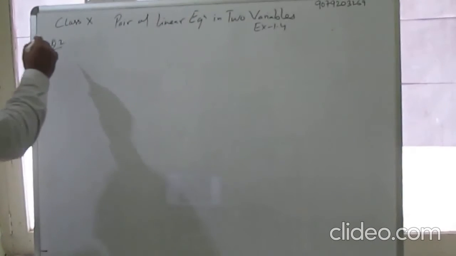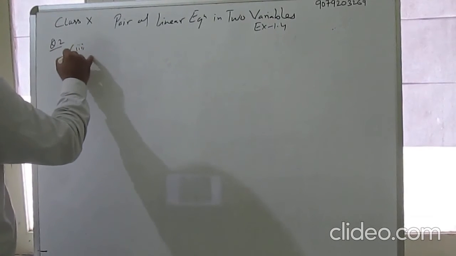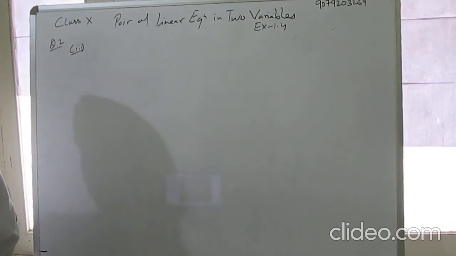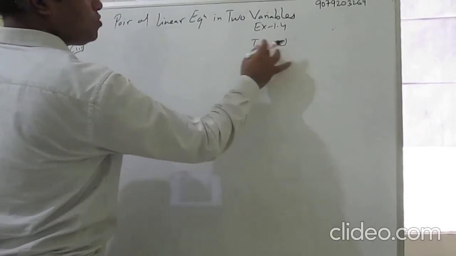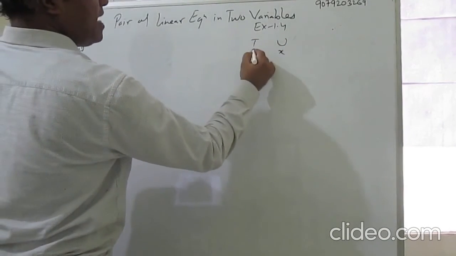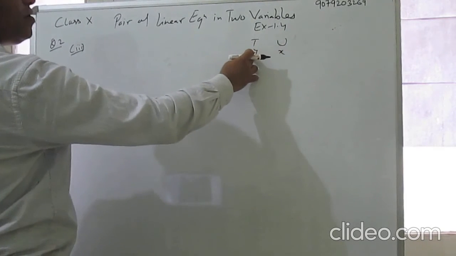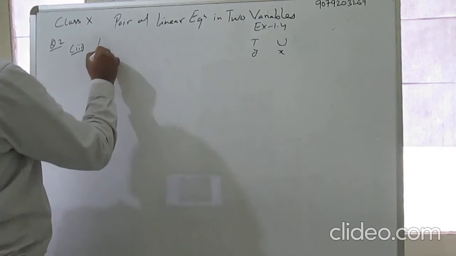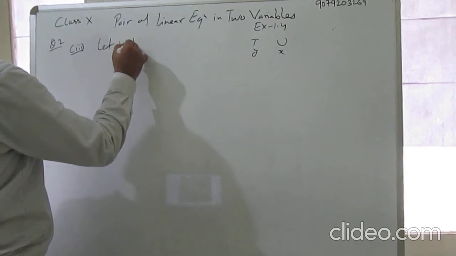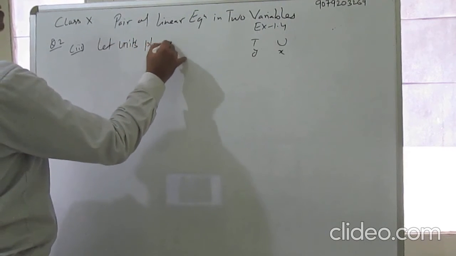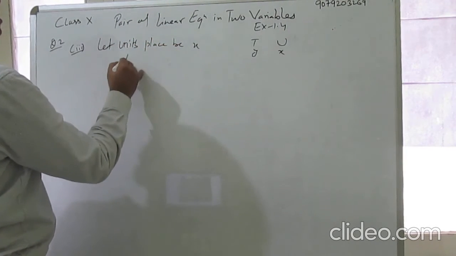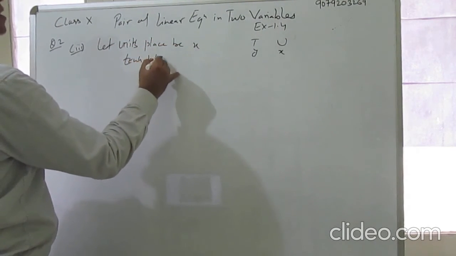Now I am taking third word problem, third part. See here, the sum of two-digit number is 9. तो 2-digit number में क्या होता है, यूनिट प्लेस होती है, टेंस प्लेस होती है. सपोज दिस इज x, दिस इज y. यूनिट प्लेस पे मैंने x ले लिया, और टेंस प्लेस पे मैंने ले लिया y. Let units place be x, tens place be y.